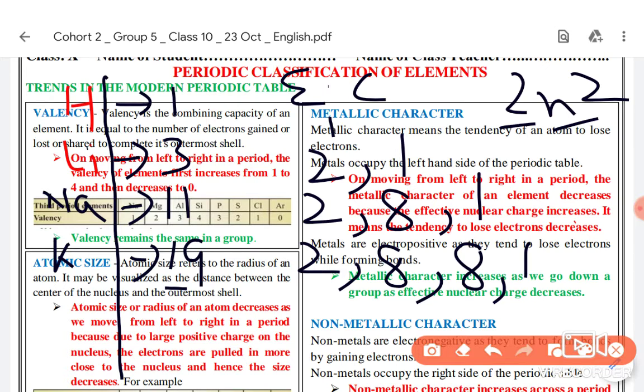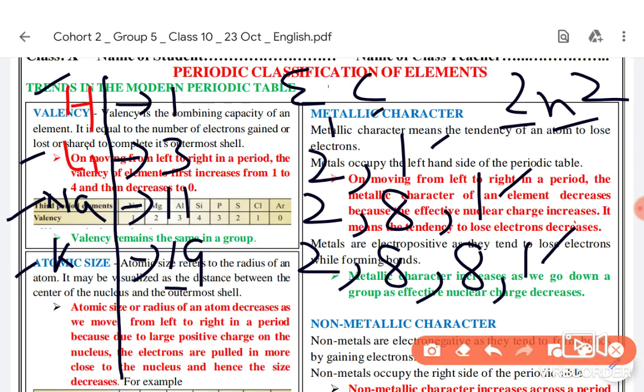As you can see, the first period has 1 shell, the second period 2 shells, the third period 3 shells, the fourth period 4 shells. But the group number is 1. The group number is decided by the number of valence electrons. So what is the number of valence electrons? The electrons contained in the last shell. Here the first shell is the last shell and contains 1 electron. Here the second shell is the last shell, with 1 electron. Here the third shell is the last shell, with 1 electron. The fourth shell is the last shell, with 1 electron.